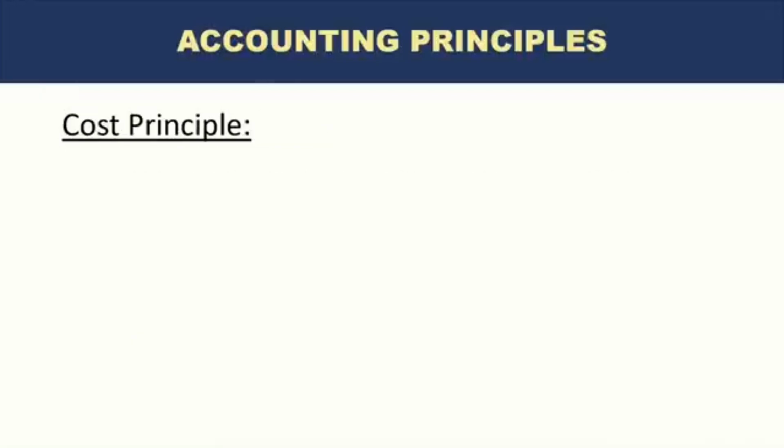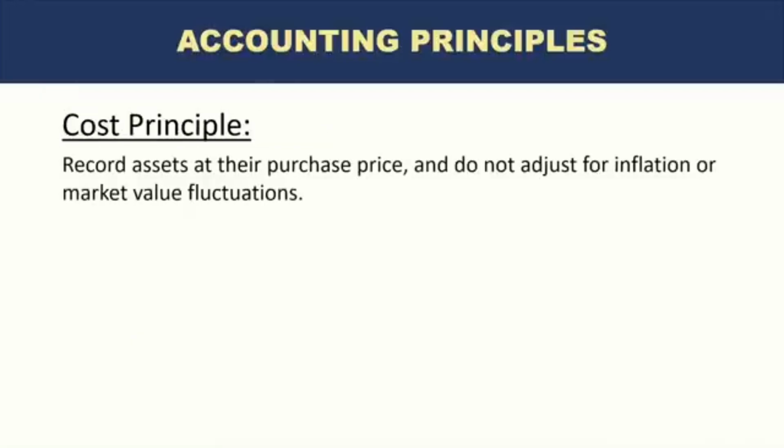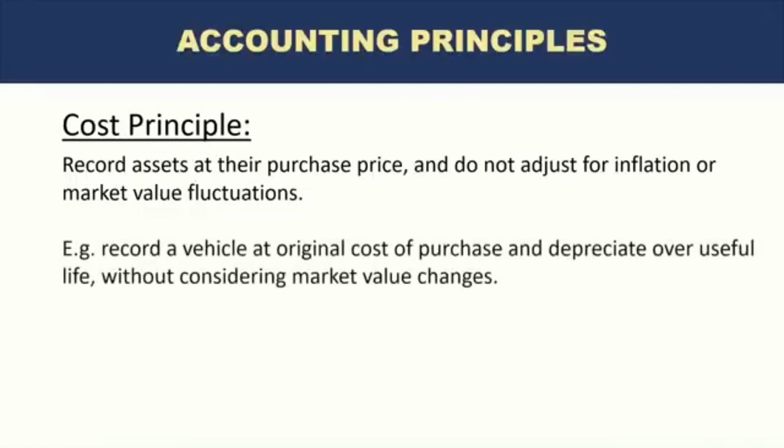The next one is the cost principle, also sometimes called the historical cost principle. And what it states is we have to record assets at their purchase price and do not adjust for inflation or market value fluctuations. An example would be if a company purchases a vehicle, a car. So the company will record the cost in the books at the original cost of purchase and depreciate it over its useful life without considering any market value changes.